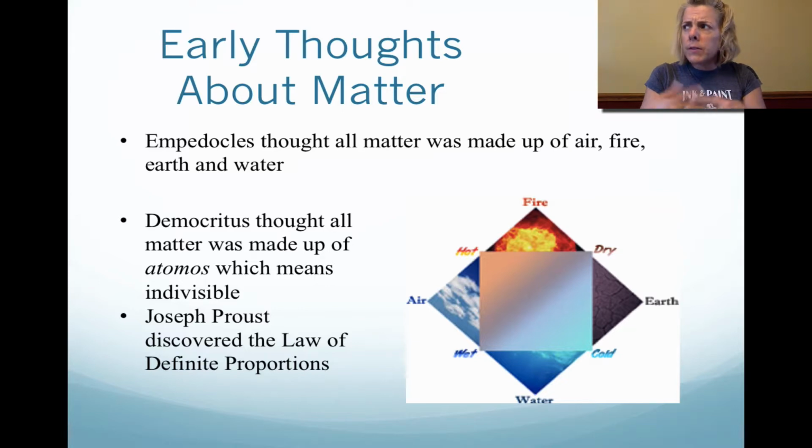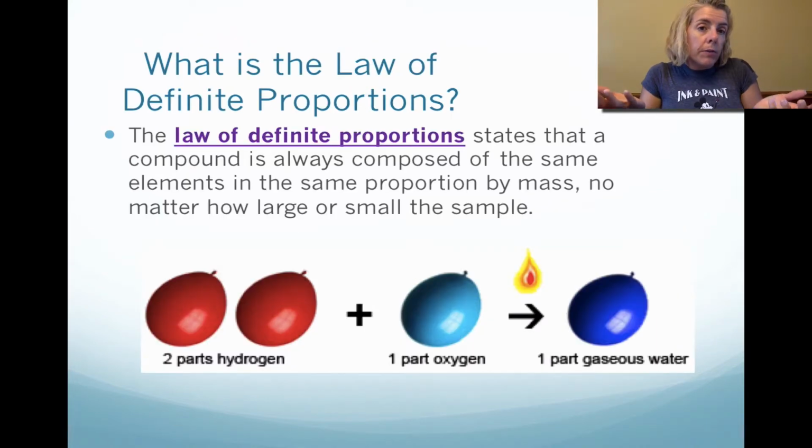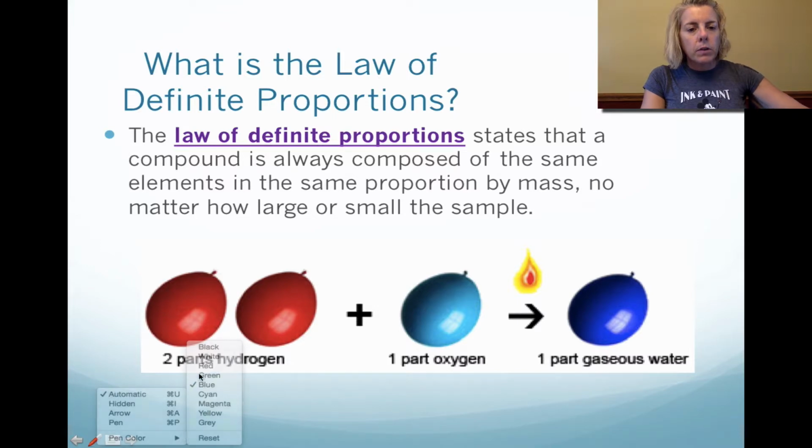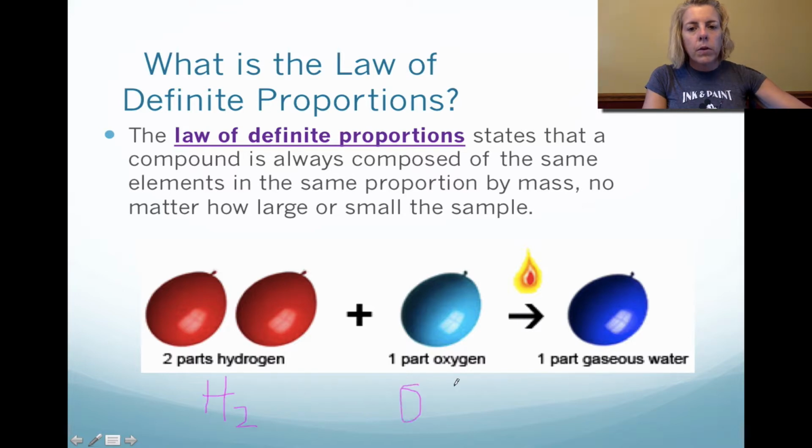Now, this survived for a while, but then there was a man by the name of Joseph Proust. He came up with what he calls the law of definite proportions. Now, what is the law of definite proportions? Well, the law of definite proportions says that a compound always has the same elements in the same proportion. So that means hydrogen, which is H2, when it combines with oxygen, and we just need one oxygen, we're going to get H2O. So that's what the law of definite proportions means.